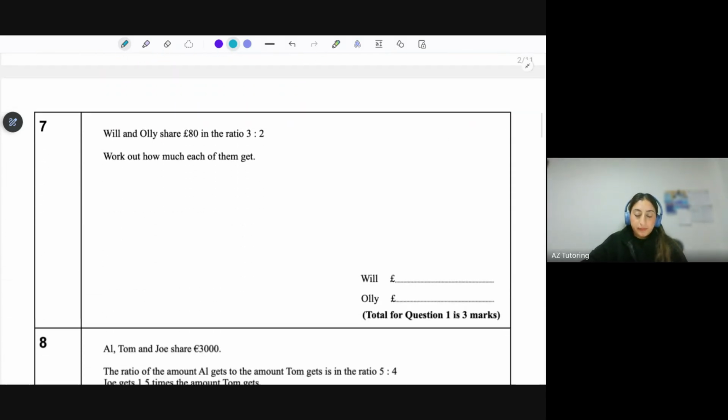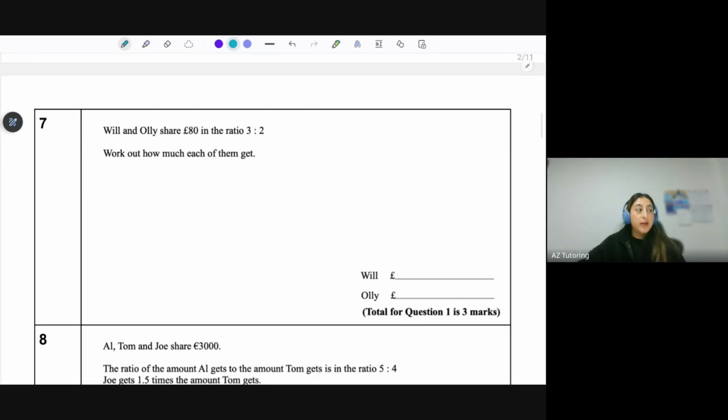So moving on, sharing ratio. So this is more like the grade 4 stuff. Sharing ratio is the big topic. Lots of questions come up in these. So we'll go through the steps of how you're supposed to share the ratios. So Will and Ollie share £80 in the ratio 3 to 2. Work out how much each of them get.